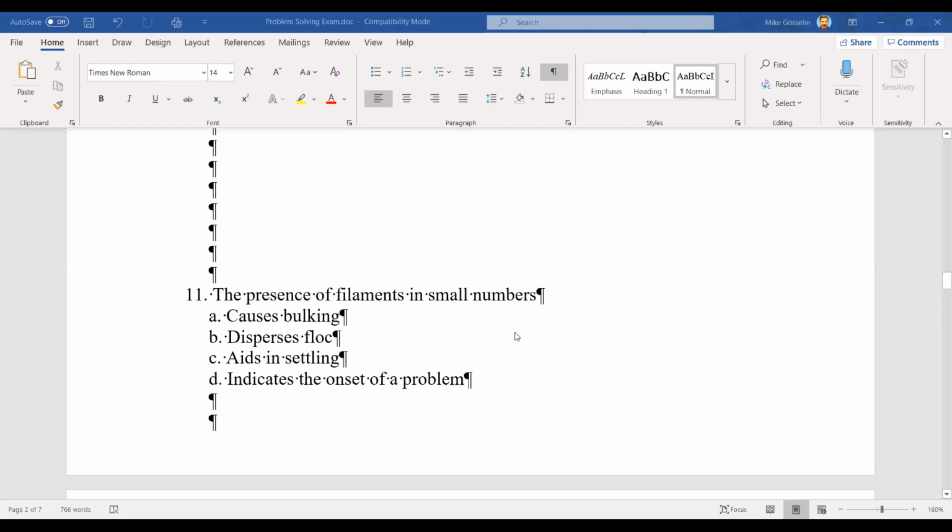The presence of filaments in small numbers does what?